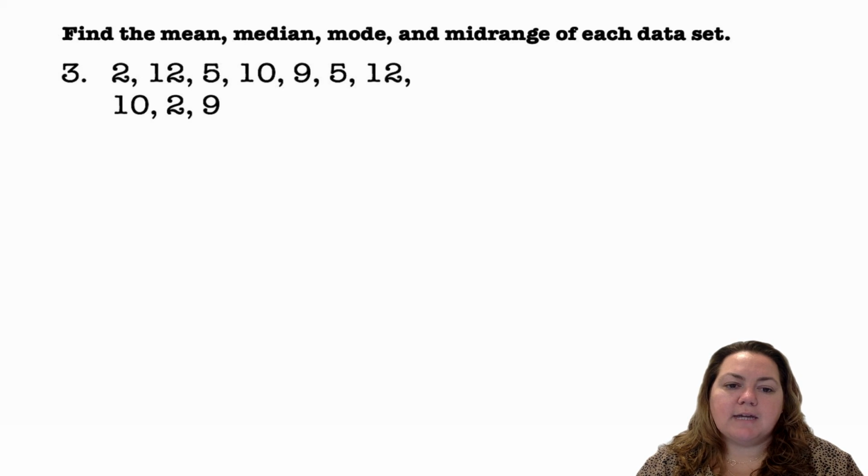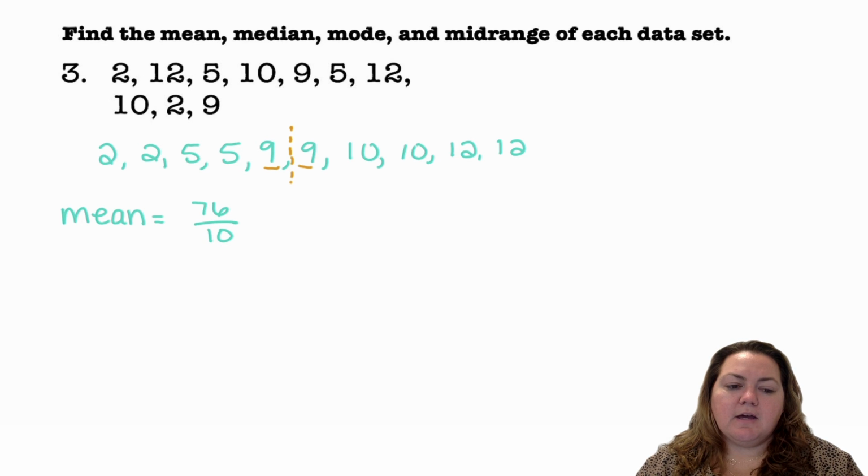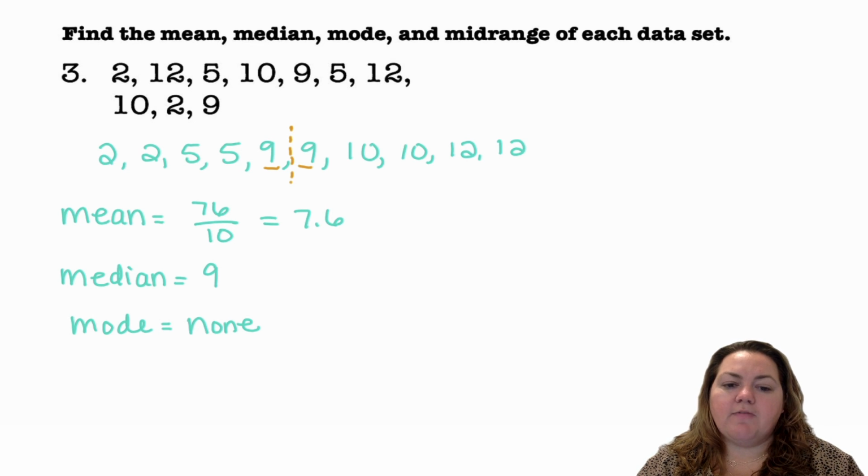All right, the next one, again, find the mean, median, mode, and mid-range. I'm going to start by putting the numbers in order. All right, in the middle, I have 2 9s. The mean is 76 divided by 10, which is 7.6. The median is 9. The mode, there is not a mode. Every value that I have occurs 2 times, so none of them occur the most.